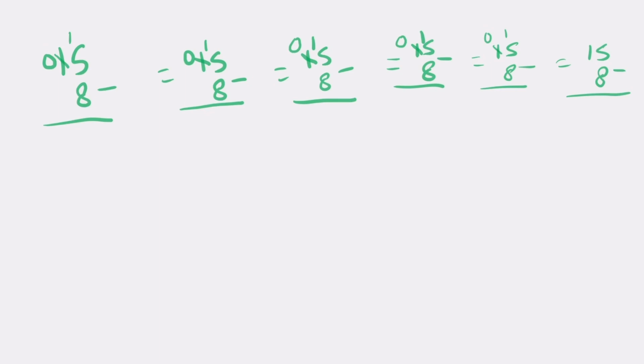Well, you can't take away 8 from 5, so we take this out, put a 1 there, put this 0, and now that would be 15 minus 8.